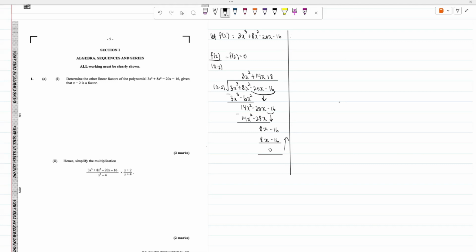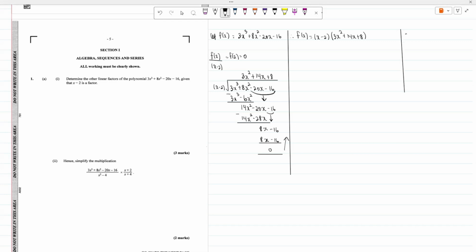Now I can say, therefore, f of x is x minus 2 multiplied by the quadratic 3x squared plus 14x plus 8. And I know some of you have the skill set to factorize this in one line. If you don't have the skill set to factorize this in one line, go ahead and go through a factorization process. All right? Come in your working column.